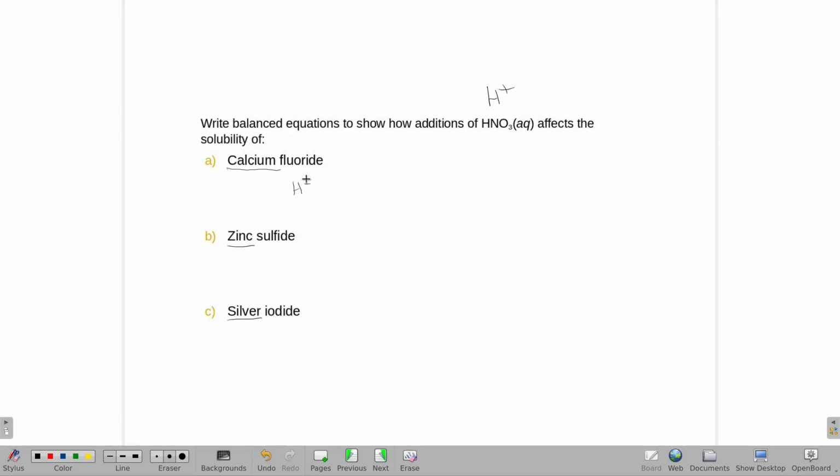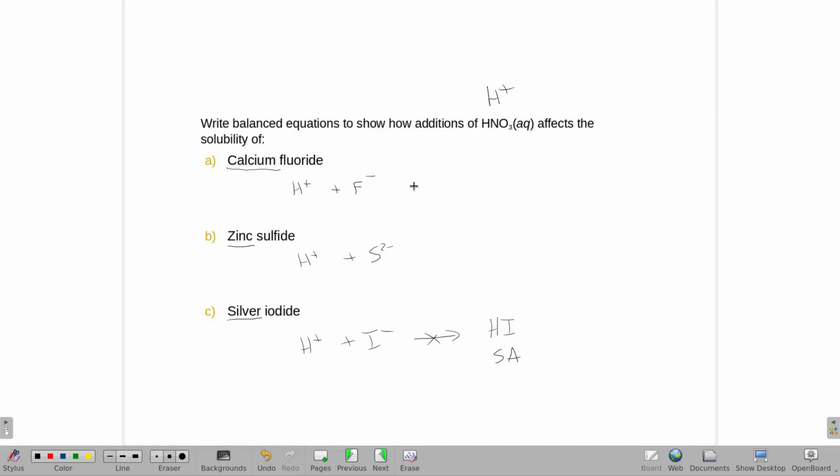And I'm going to write those together because I just want you to look at these and ask yourself, is there any reason to suspect one or more of these equations would do absolutely nothing? Yeah, this one is not going to go forward at all because HI is a strong acid. So adding acid to silver iodide will not do anything at all to the solubility. The solubility of silver iodide is unaffected by the H+.